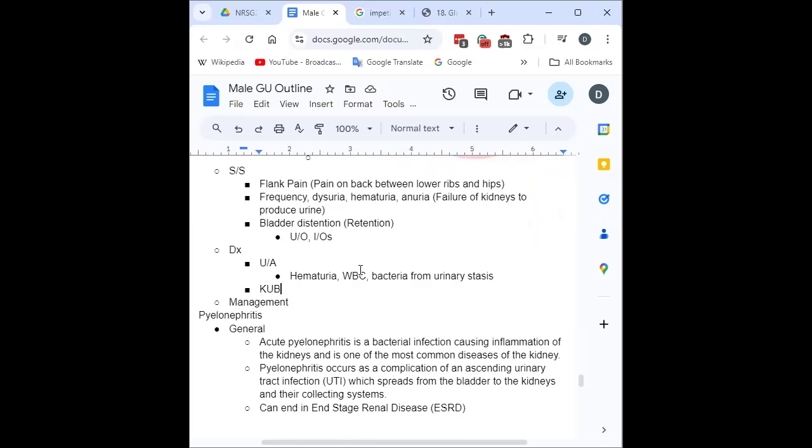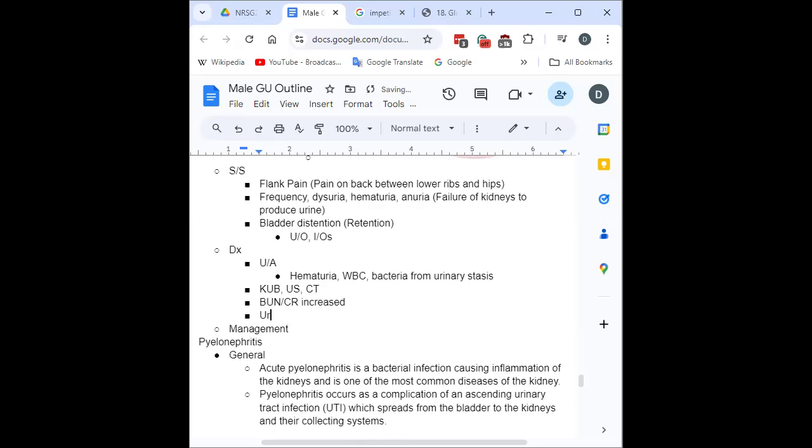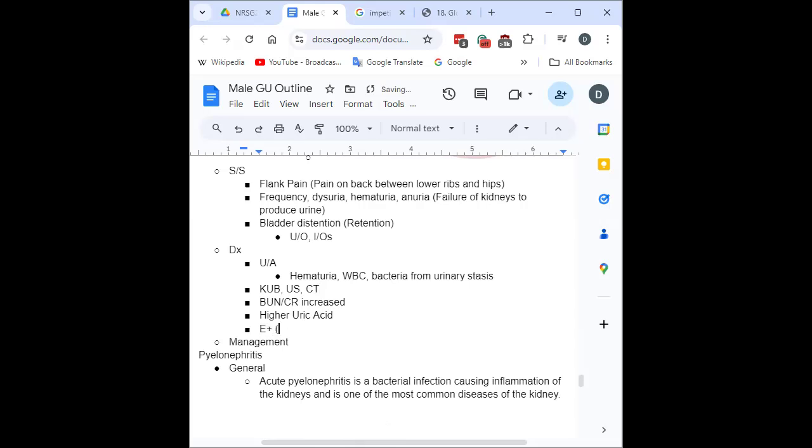I think I called it an ultrasound room. The X-ray of your stuff. And there's ultrasound. Yeah, pretty much stuff that you can imagine happening for that. Maybe your BUN and creatinine increase. Maybe there's higher uric acid. Maybe your electrolyte count, your calcium or phosphate, maybe is high.